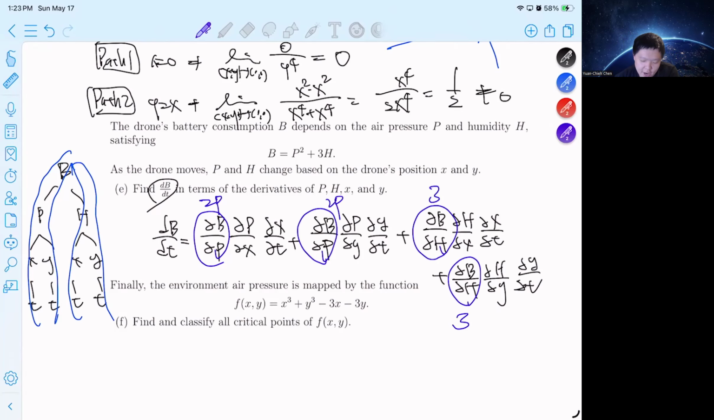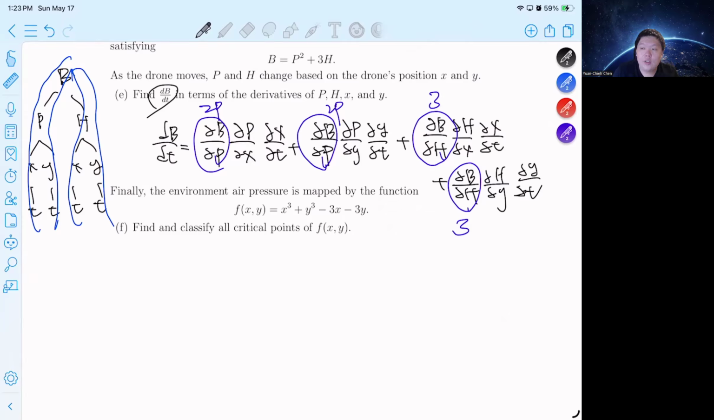Finally, I want to classify all the critical points of this function. It looks terrible, but we'll try. So again, if you want to classify all the critical points, you need to find what a critical point is. A critical point happens when f is not differentiable or the gradient is equal to 0. But you can see this guy looks pretty differentiable to me. So we only have to find where the gradient equals 0.